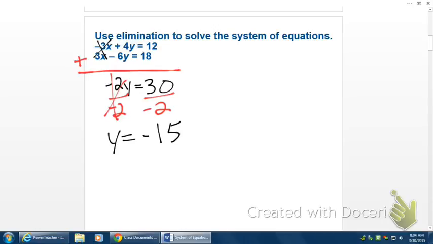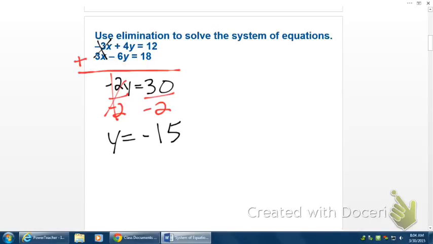Now, remember, systems of equations: we're really looking for the x and the y. Remember, we've got to figure out what the solution is, where they intersect. That's what this whole thing is based on, finding where they intersect. So we have half of it. We need to figure out what x equals now.